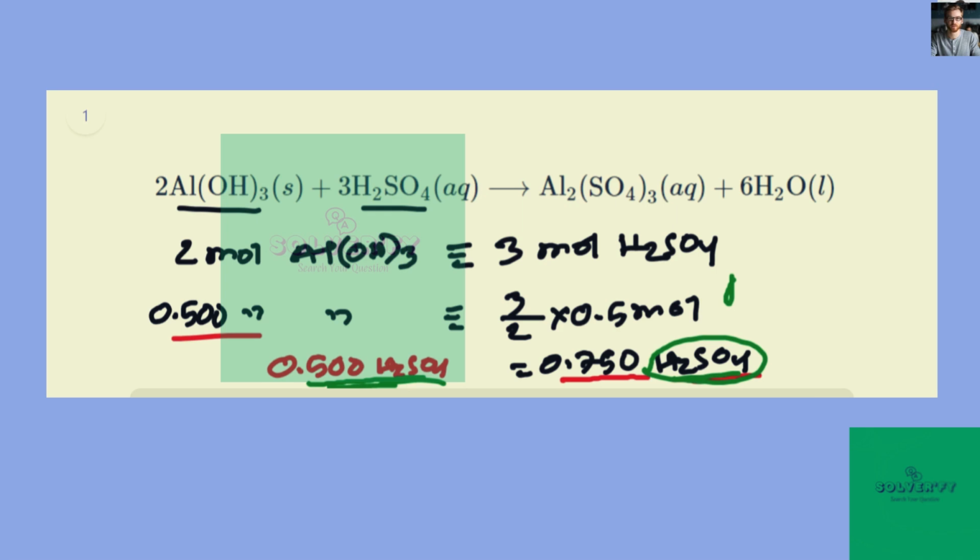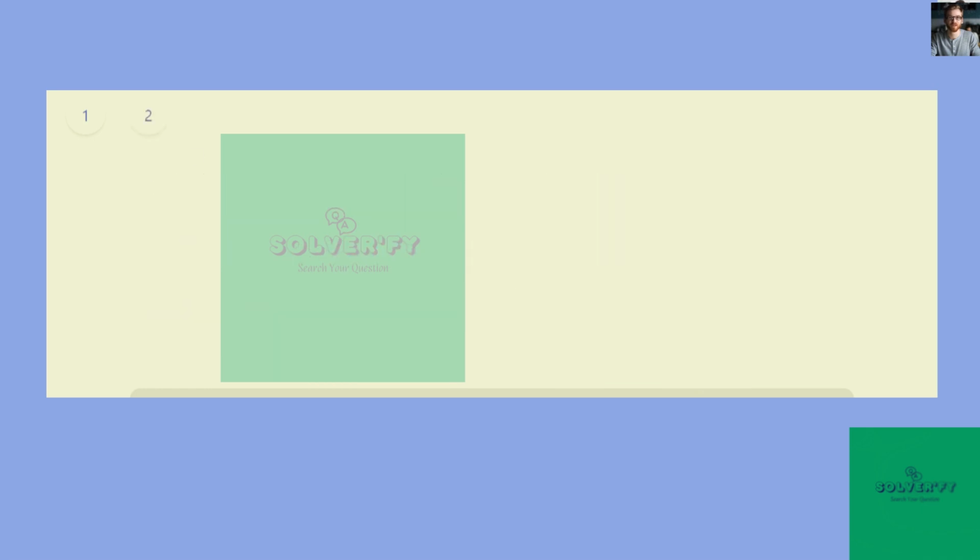Now we are asked how many moles of aluminum sulfate can form under this condition. As we said, when calculating the product, we will always count on the limiting reactant. That means the calculations will go on based on the limiting reactant. So from here we can see 3 mole of sulfuric acid, which is our limiting reactant, can produce 1 mole of aluminum sulfate.